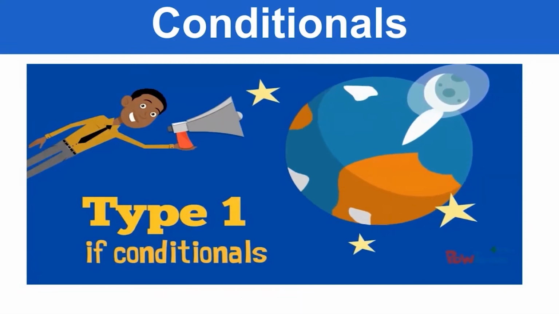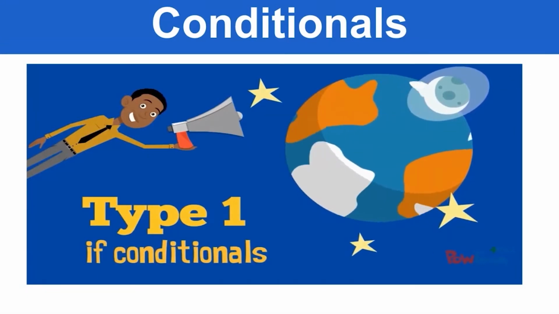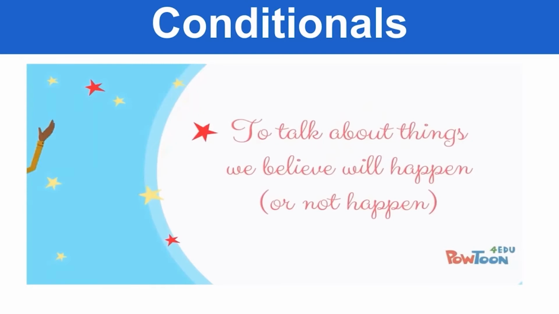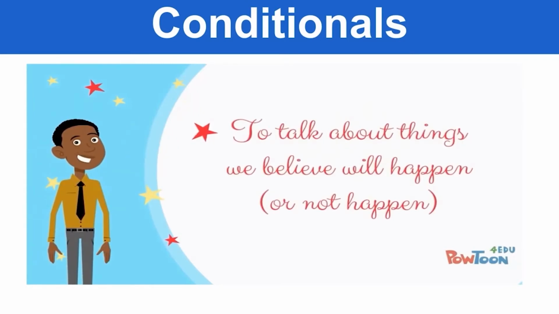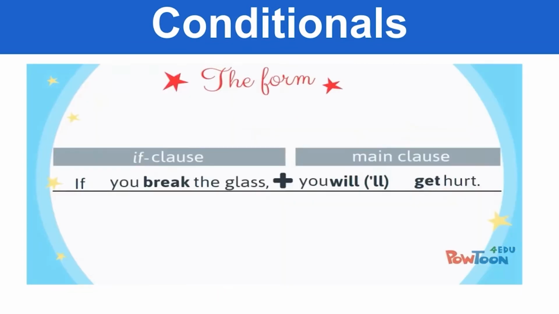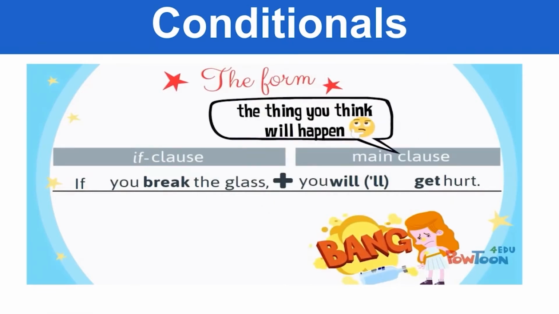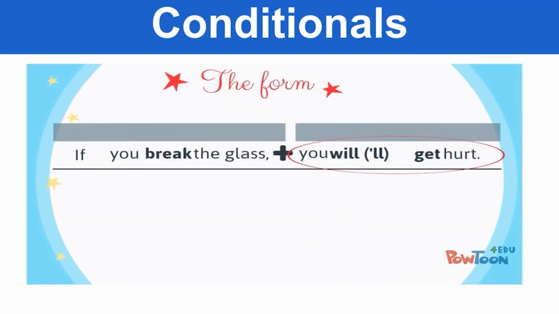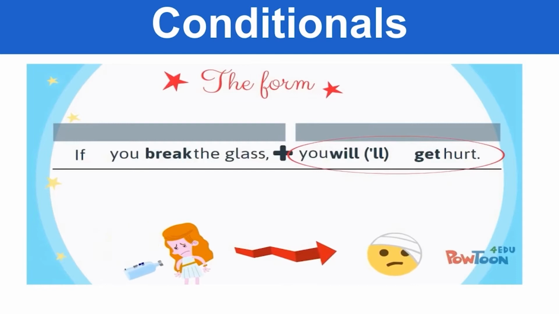This lesson is going to focus on type 1 conditionals. We use the first conditional to talk about things we believe will happen or not happen. For example, if you break the glass, you will get hurt. You will get hurt is the thing you think will happen.